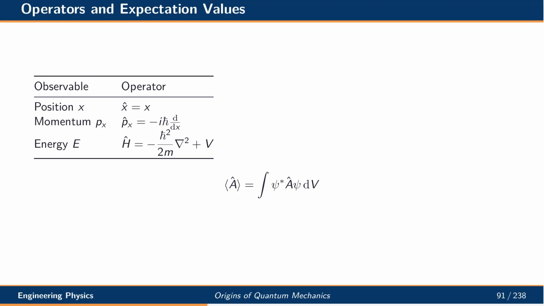In quantum mechanics, every physical observable is associated with a Hermitian operator. Position is represented by multiplication, momentum by a derivative operator, and energy by the Hamiltonian operator, which includes kinetic and potential energy terms. The expectation value of an observable is obtained by sandwiching its operator between psi star and psi and integrating. This rule replaces the classical notion of a definite measurement value.